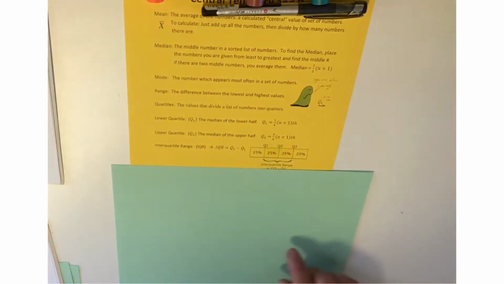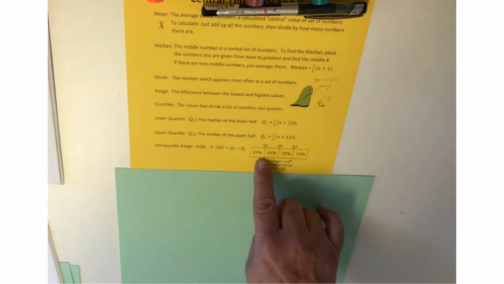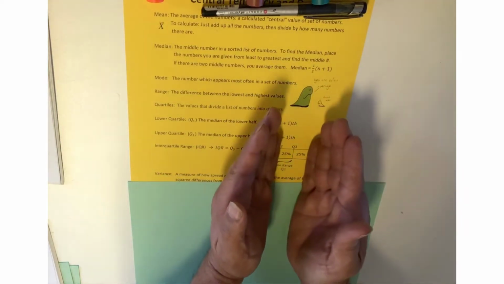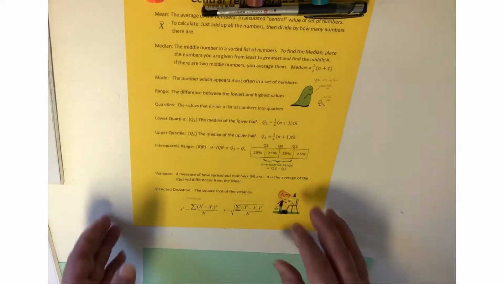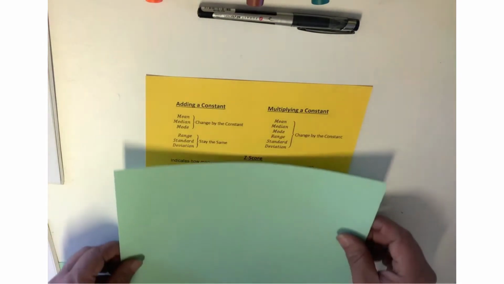So in this little diagram here, you'll see that Q2 is the median, Q1 is the median of the first half of the data, and Q3 is the median of the second half of the data. The last two terms that are on this particular page are going to be variance and standard deviation, but we'll take care of those next week on the next lesson that we're going to be covering.